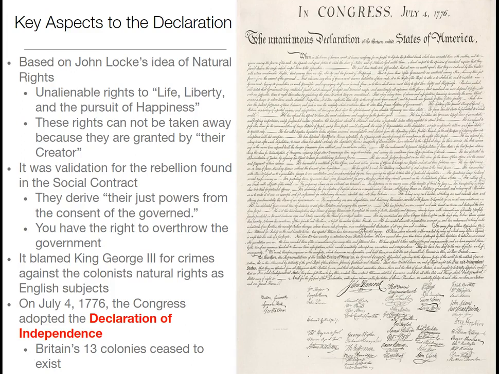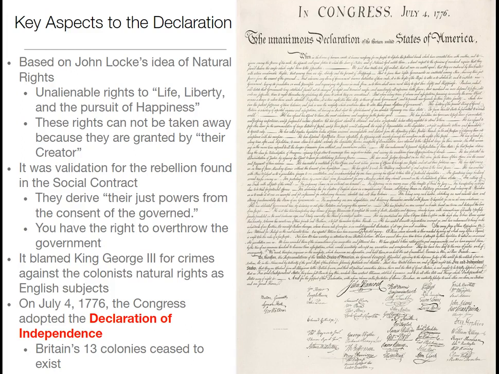So, key aspects of the Declaration. It's highly based around the Enlightenment thinker John Locke's idea of natural rights. These are unalienable rights to life, liberty, and the pursuit of happiness. These rights cannot be taken away because they are granted by their creator. So this idea that every person, man, woman, everyone, should be entitled to these unalienable rights.